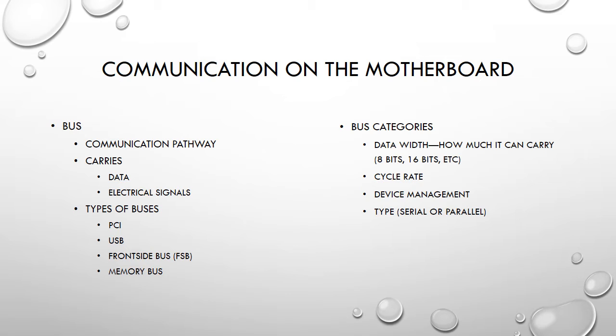So each of the communication pathways on the motherboard will carry either data or electricity or a synchronization. The types of buses that we have on the motherboard, you've got PCI, you've got USB, we have the front side bus, super fast, that's going to be your fastest bus. We have the memory bus, which is probably your second fastest bus. And how we measure a bus is by width. And the width is always going to be by 8.